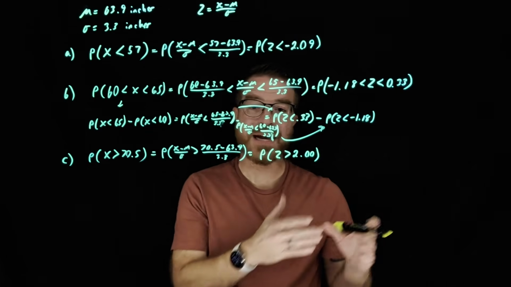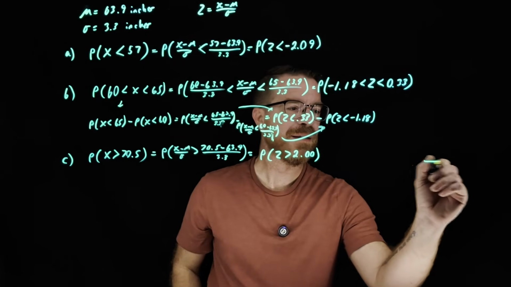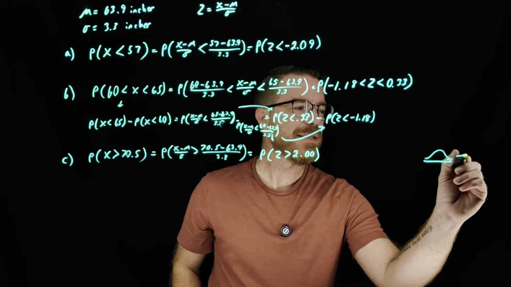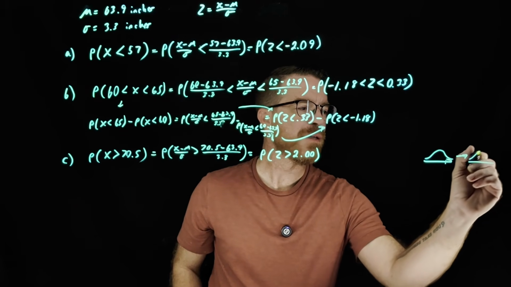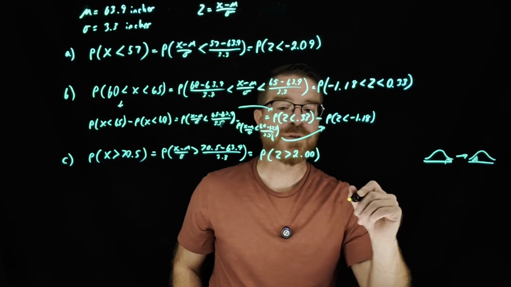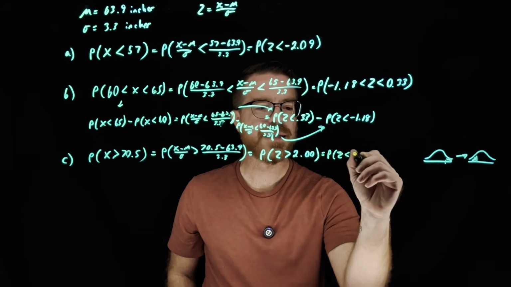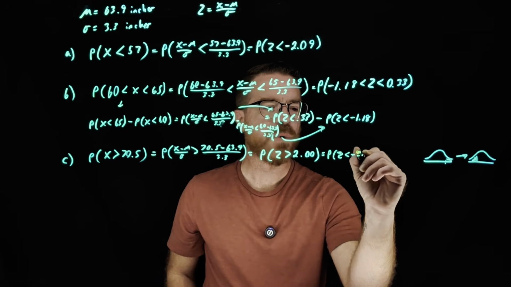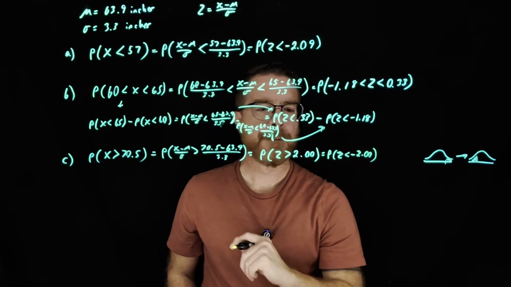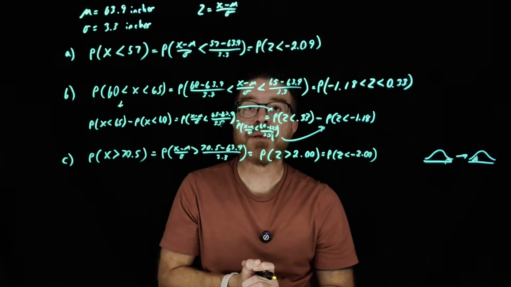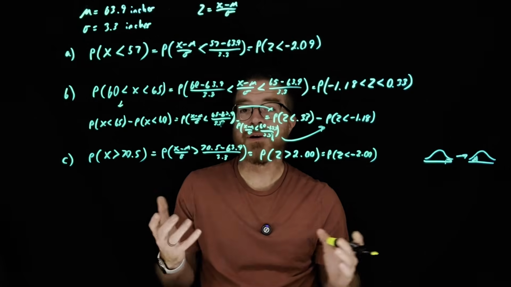So this would be the fact that I'm looking to the right of 2 would be exactly the same by symmetry as looking to the left of negative 2. So this will be probability z is less than negative 2.00. So now that we have all 3 parts of our probability set up, let's actually go to our z-tables and figure out what these are.